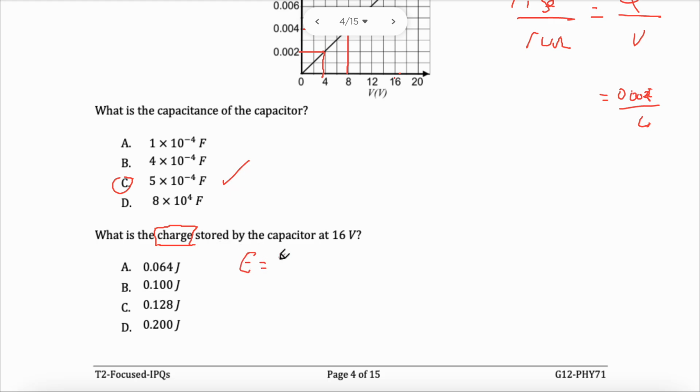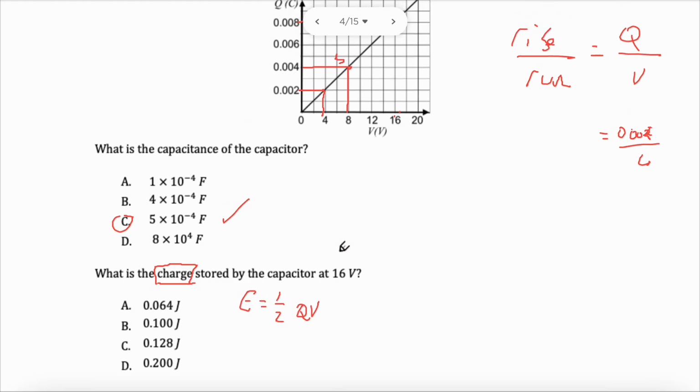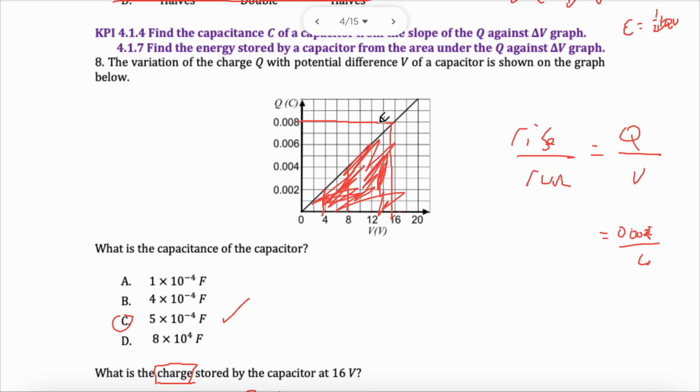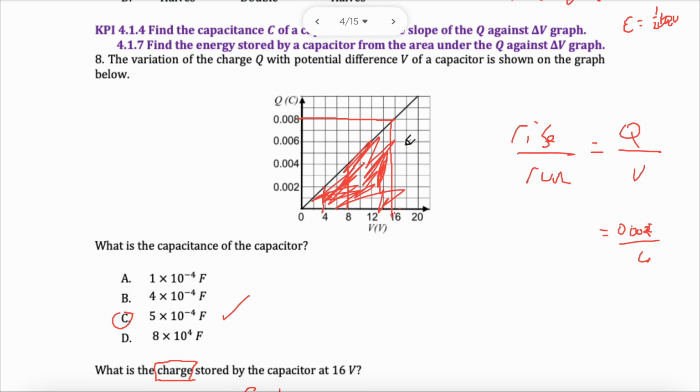Energy, you can say, is a half QV, which again makes sense because this is a triangle shape, right? As this area under the graph is the energy stored. This is the area that I'm using, all of this area here. So to find that, let me erase all this stuff. To find the area under the graph is a half times the base times the height. A half QV, which is fine.